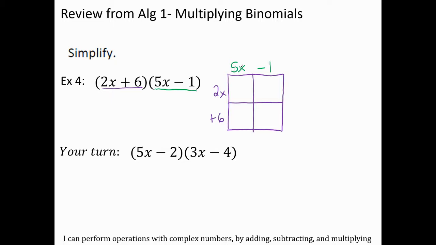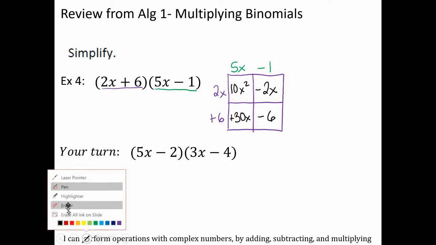So 2x and 5x is 10x squared. There's an x here and an x here, so it's going to be an x squared. Here we have 2x times negative 1. It's going to be a negative 2x. And then we're going to have 5x times 6 is a positive 30x. 6 times negative 1 is going to be a negative 6.